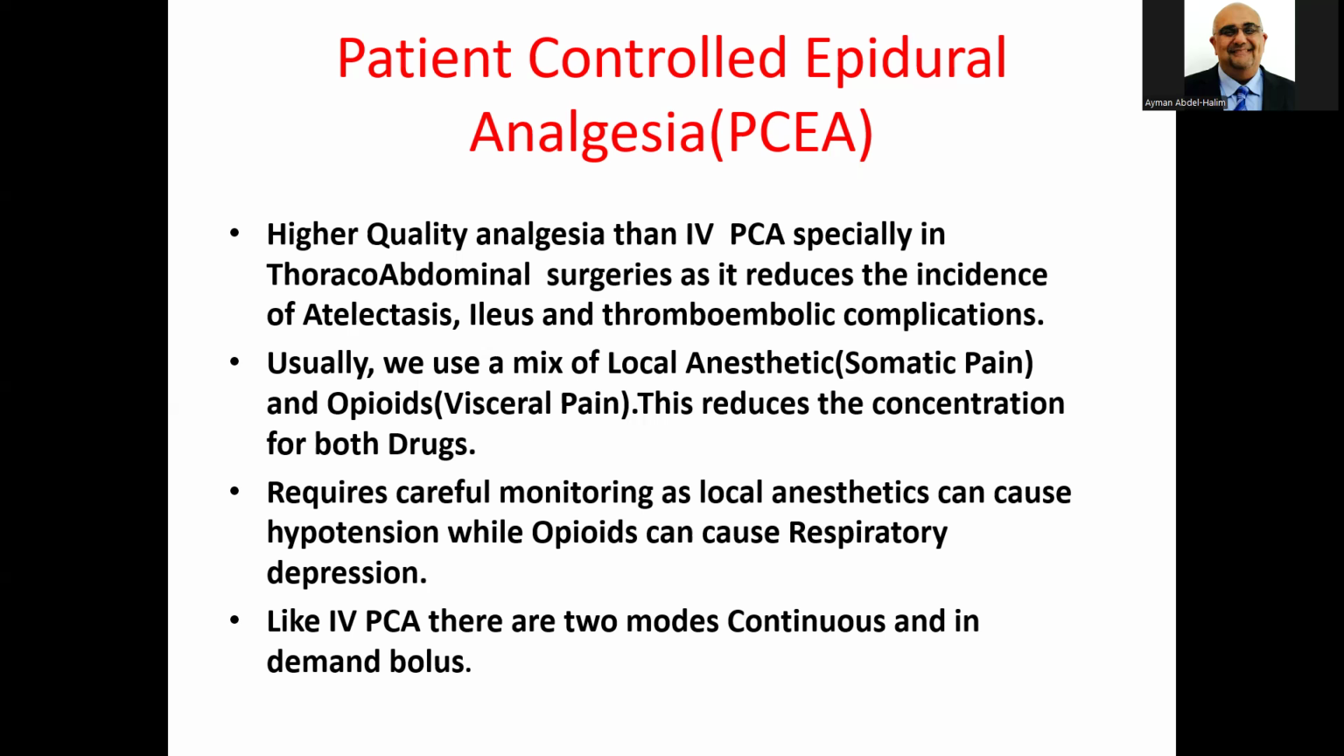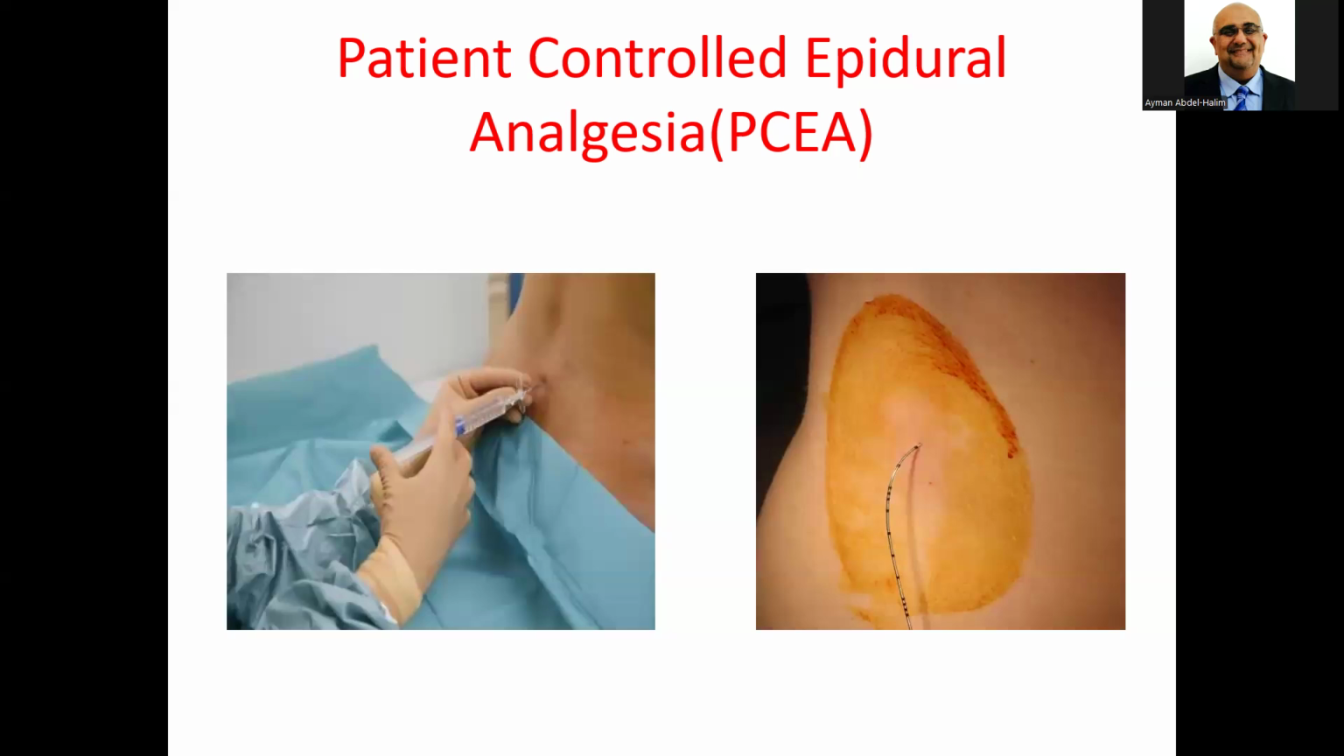And usually we use a mix of local anesthetic and opioids. The local anesthetic takes care of the somatic pain, while the opioids take care of the visceral pain. Of course, this one requires more careful monitoring, as local anesthetics can cause hypotension, while opioids can cause respiratory depression. Patient-controlled epidural analgesia.